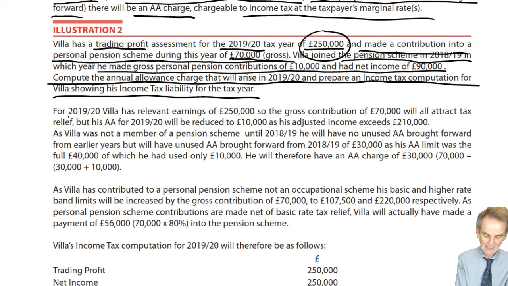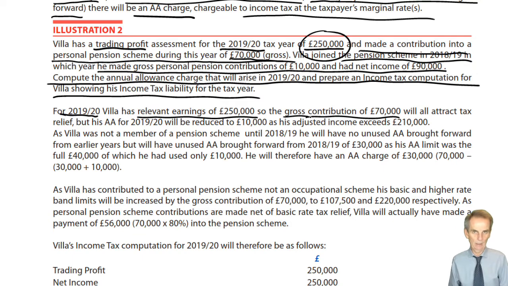So what have we got? As we know, for 1920, Villa has relevant earnings of £250,000. So our gross contribution of £70,000 is well within the figure of relevant earnings. But of course, although it's within the figure of relevant earnings and will, to begin with, attract tax relief as a result, if we go above our annual allowance limit, plus any brought forward annual allowance unused from the previous 3 years, then we're going to face a clawback in relation to some of that tax relief in the form of an annual allowance charge, the object of this exercise.